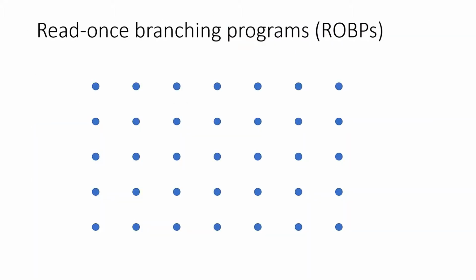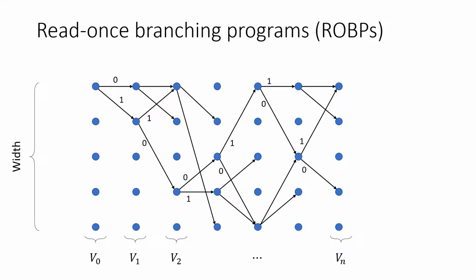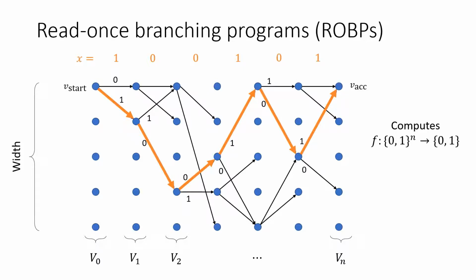Here's the definition of the read-once branching program model. A read-once branching program is a directed graph consisting of n+1 layers of vertices, v0 up to vn. The number of vertices per layer is called the width of the program. Each vertex has two outgoing edges pointing to the next layer, labeled 0 and 1. The program starts at a designated start vertex in the first layer, and it reads an input string from left to right to decide which outgoing edges to take. The program accepts or rejects depending on whether it arrives at a designated accept vertex in the last layer. In this way, the program computes a Boolean function on n bits.